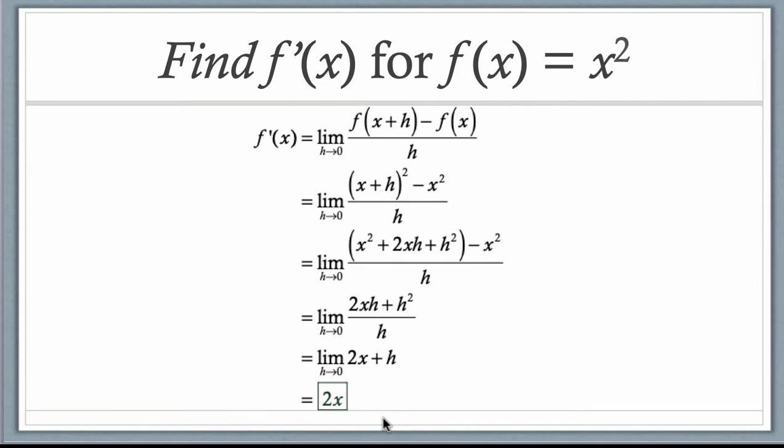So don't forget that this limit of the difference quotient at any point as h is approaching 0 really gives us three main concepts. It gives me the instantaneous rate of change, it gives me the slope of the tangent line or the slope of the curve, and it gives me the first derivative.